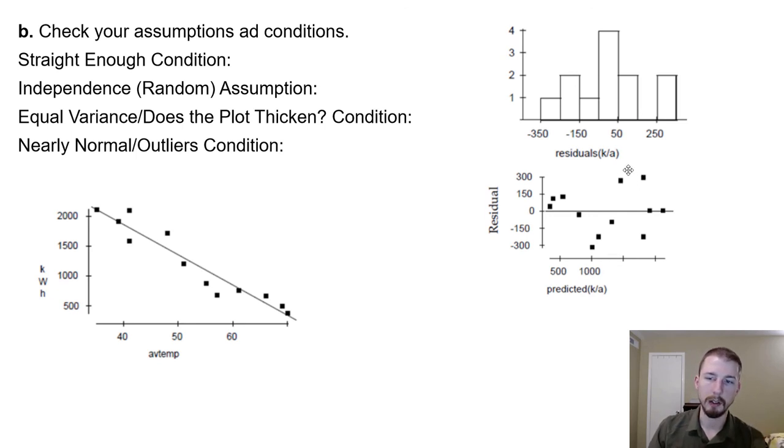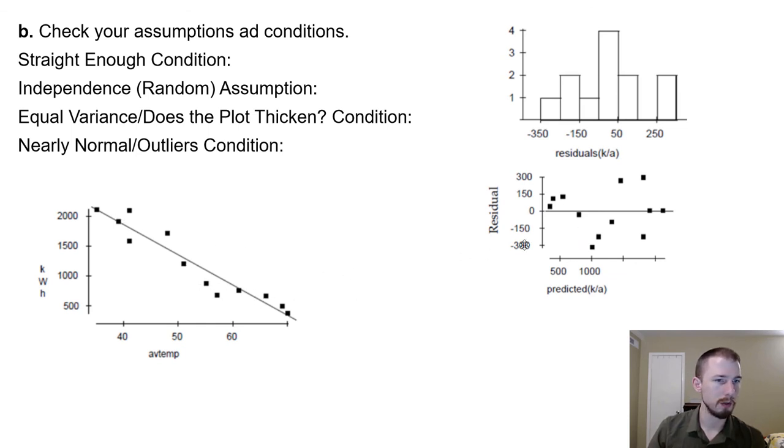Even these high values here look like they're probably okay. They're within line here. Keep in mind this is a pretty small sample, so if we had more data, it would probably fill in nicely. I don't necessarily think there is a pattern here, but it's kind of hard to tell because it's such a small sample, really. All right, so straight enough condition, yes, it does look like this is linear by checking the plot and the residuals.